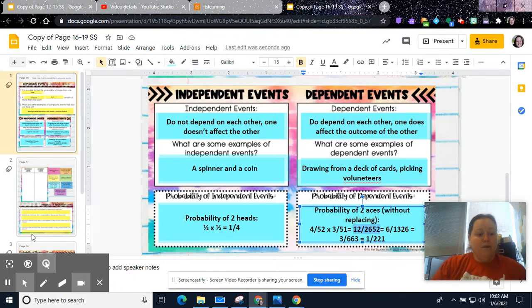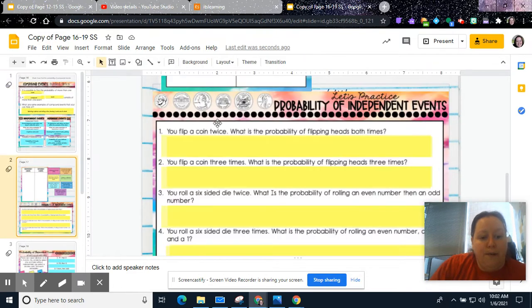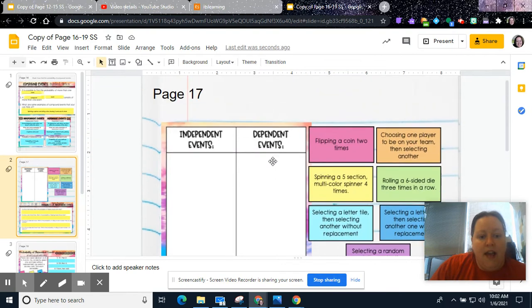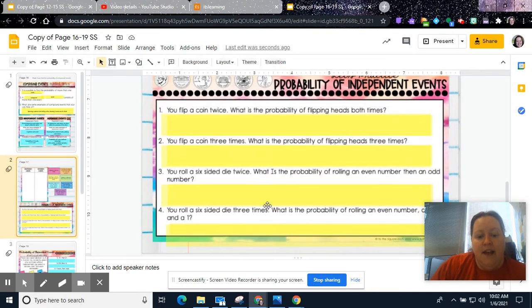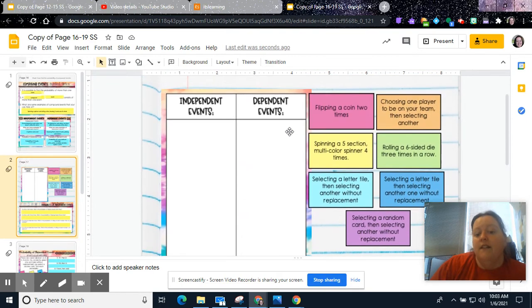So what I want you to do is go to page 17, and try to separate which of these are independent events and which are dependent events. Try page 17 on your own. And then there'll be another video to explain it after you've tried it.